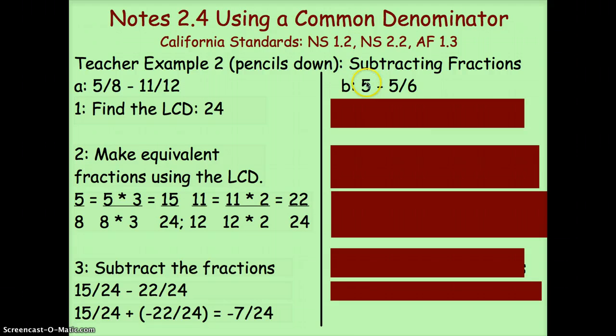Okay, so here we have whole number 5 minus 5/6. So I need to turn that whole number 5 into a fraction, which would be 5 over 1. And now it's easy to see my LCD is 6.